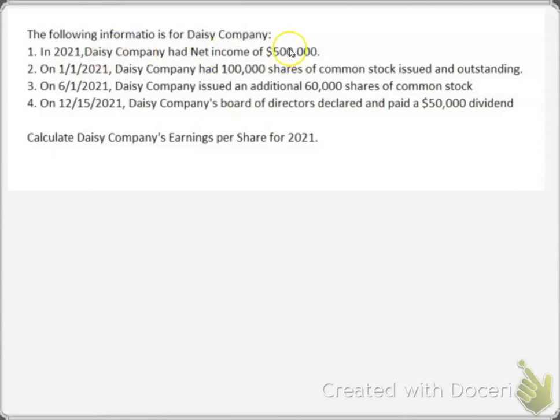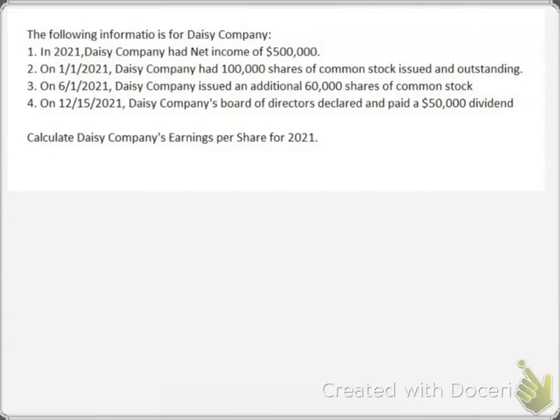Daisy Company's net income is provided. They've told you what the capital structure is, how many shares they've had outstanding, and then they've told us about the dividends paid. What they want you to do is calculate earnings per share for 2021.